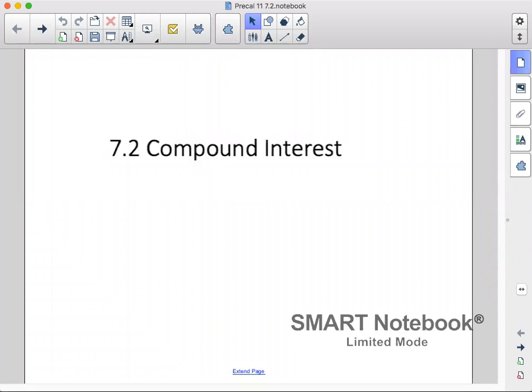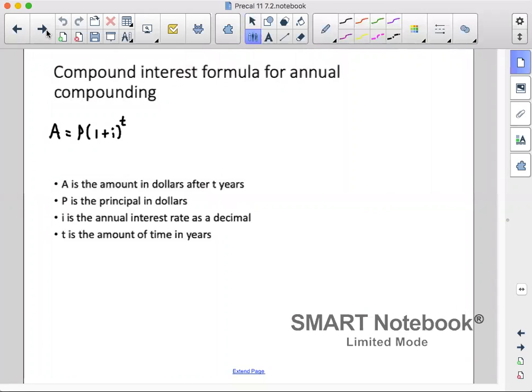Today we're going to be looking at compound interest. Compound interest has a formula A equals P times (1 plus I) to the power of T, where A is our amount of dollars after T years, P is our principal in dollars, so how much we're investing, I is our annual interest rate as a decimal, and T is the amount of time in years.